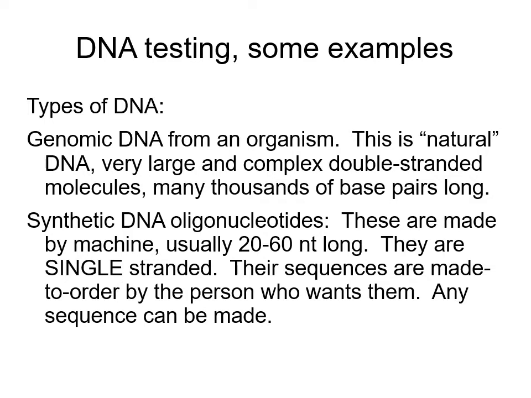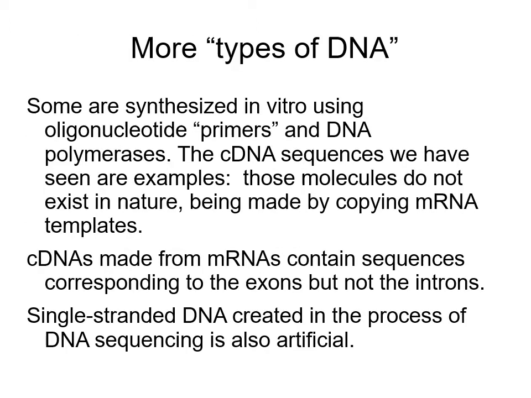The opposite extreme is synthetic DNA oligonucleotides. These are made by machine, and they're made to order for whatever purpose the experimenter has in mind. So the sequence has been predetermined by whatever purpose they're being made for. And they're very short, only 20 or so nucleotides many times, up to 100 actually. And any sequence can be made. Importantly, they are single-stranded. You can make double strands out of them by making the complementary ones and mixing them together. But as they come off the machine, these are single-stranded molecules.